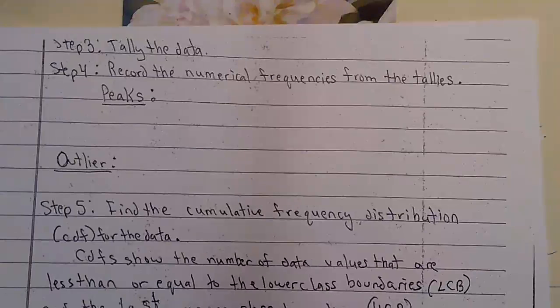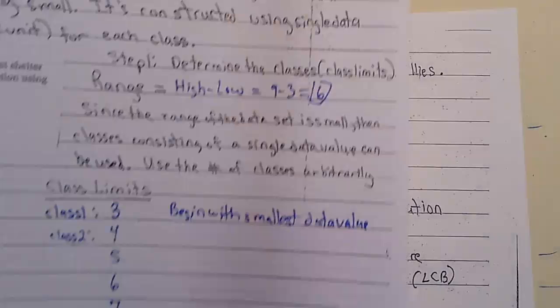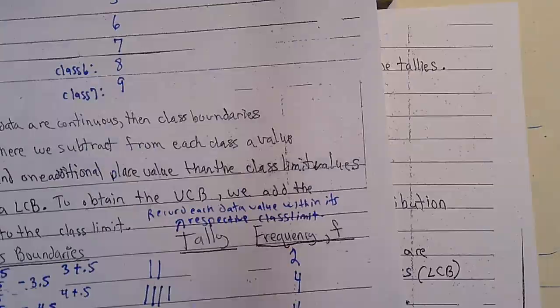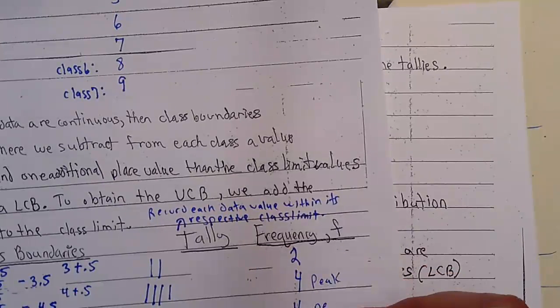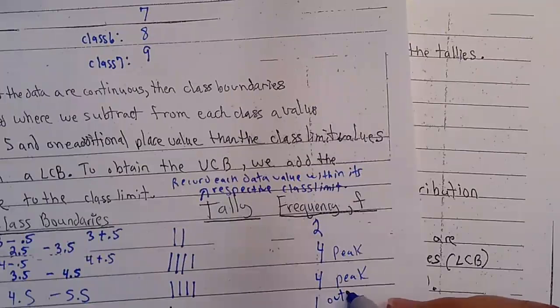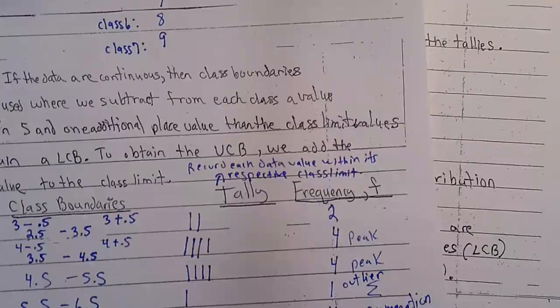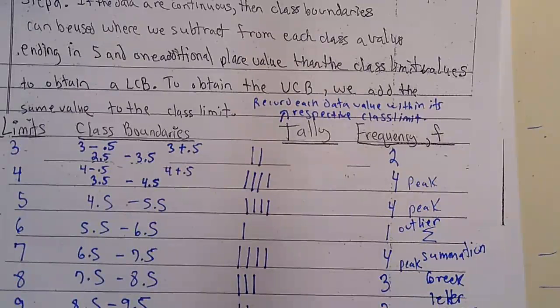Okay, so then now come over here. We already did the tally. Record the numerical frequencies from the tallies. Then they say that you can make a statement about the peaks, the highest numbers. For us, our highest number was 4. The lowest number was 1. So you could call these 4s a peak, and this 1 you could call an outlier. The lowest number only appears once. And so they're saying that you could make a comment about the peaks and a comment about the outliers.